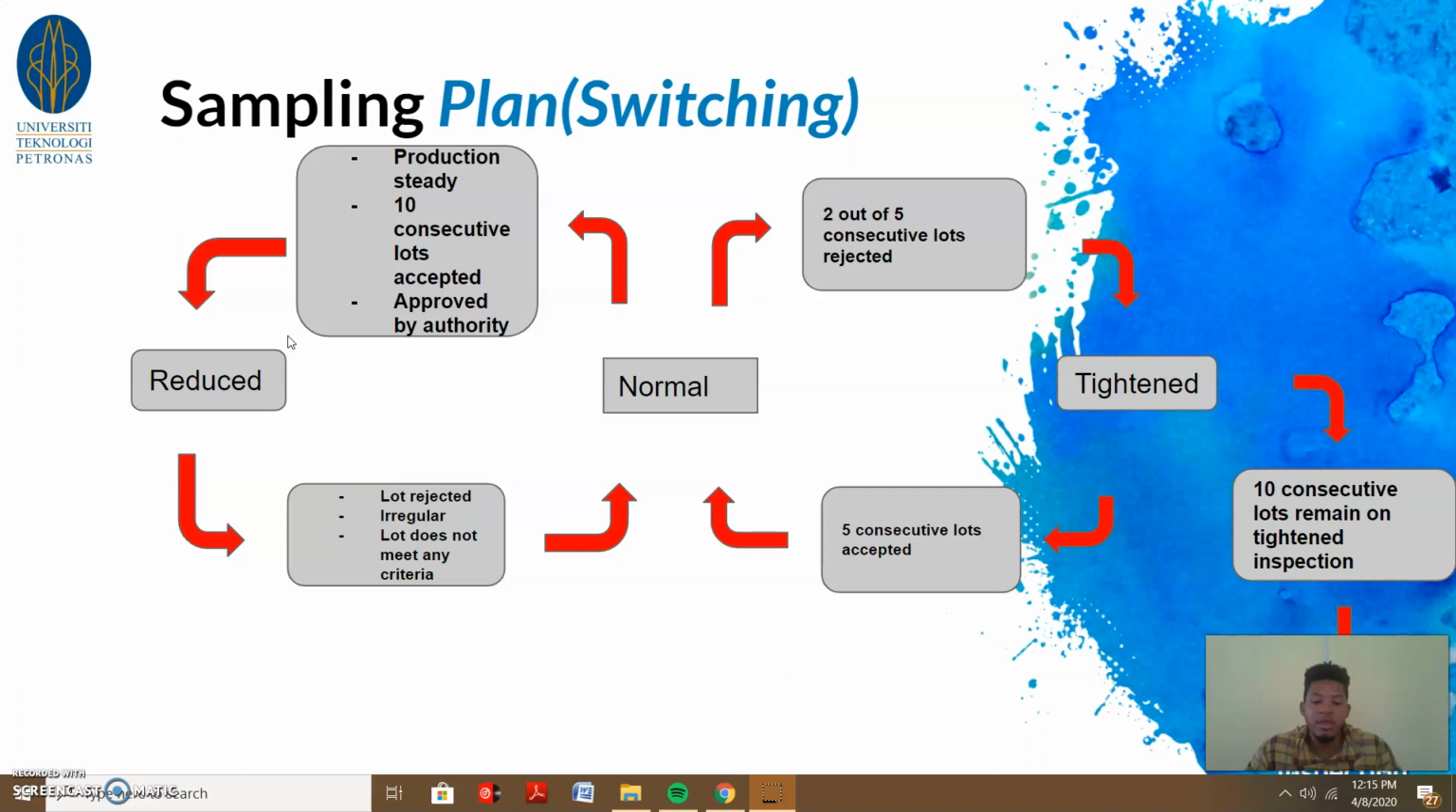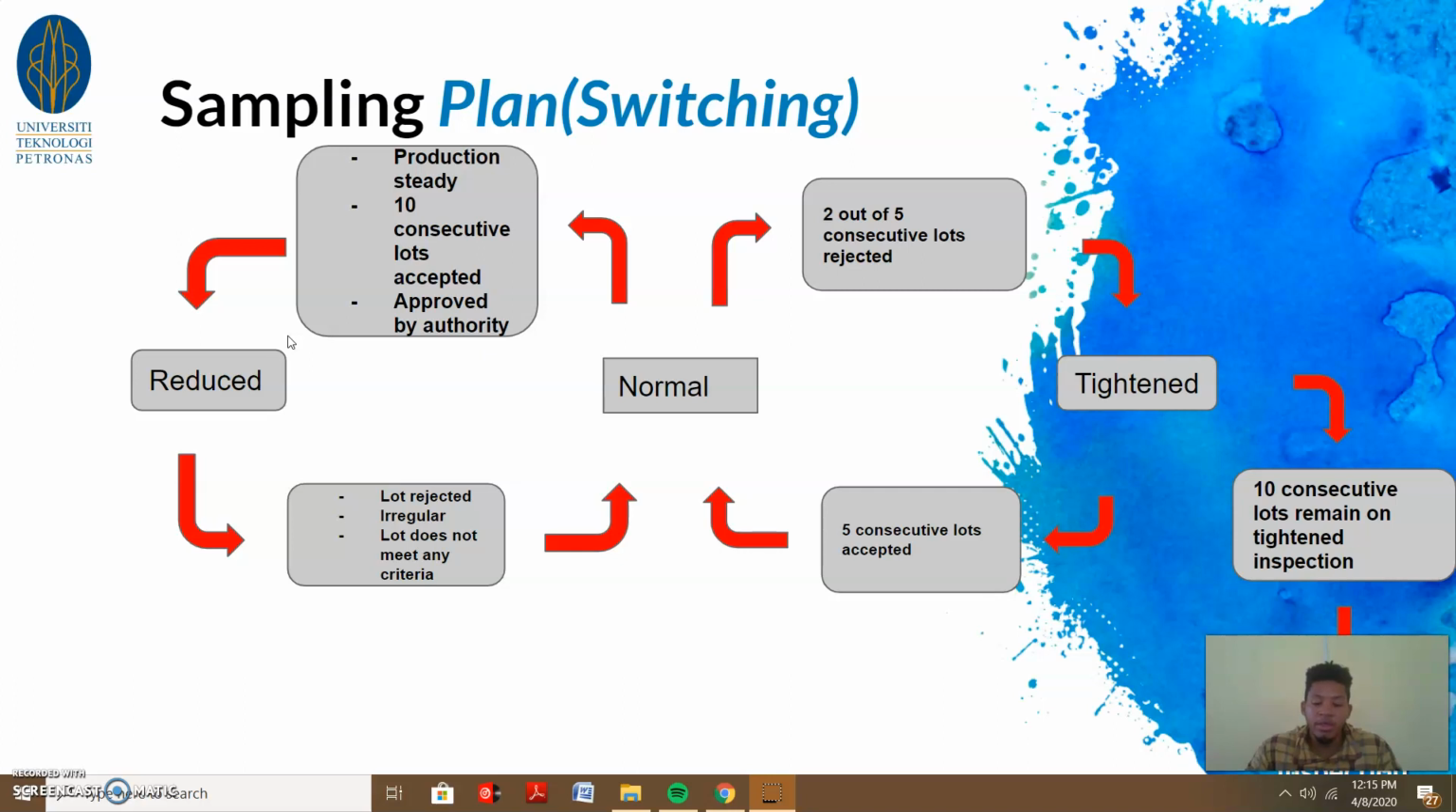When normal inspection is in effect, reduced inspection is instituted provided all of the following conditions are satisfied: the preceding 10 lots have been on normal inspection and none of the lots has been rejected. The total number of defectives in the sample from the preceding 10 lots is less than or equal to the applicable limit of the specified standard. Production is at a steady rate, and reduced inspection is desired by the responsible authority.